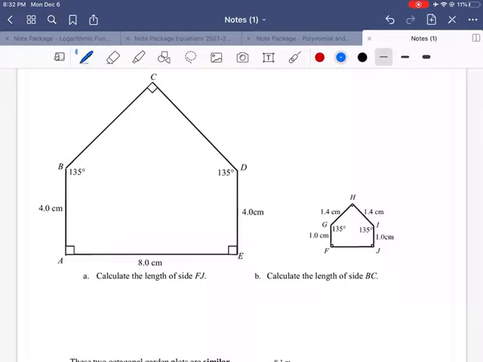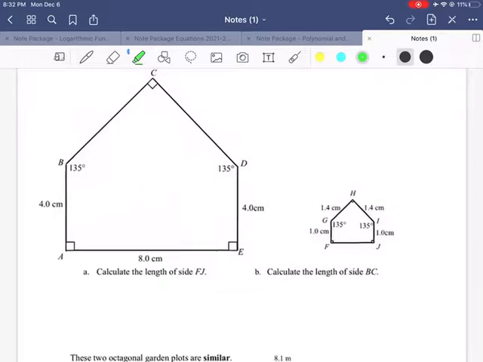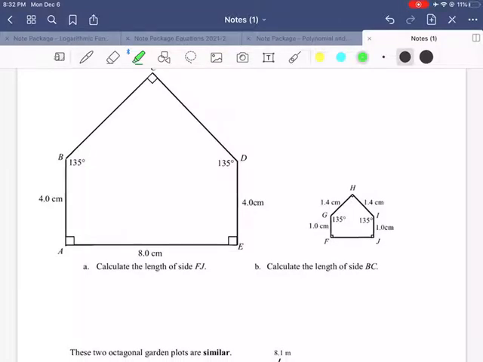Okay, this one's a little different. The statement says that the two pentagons are similar, so we know that they have the same proportions. Or you can use the same proportional reasoning to figure out the missing sides. So we need to look through and figure out, first of all, what is our proportion here. So calculate the side length of FJ. So we're wanting to figure out FJ, which is that unknown there. So let's call that X.